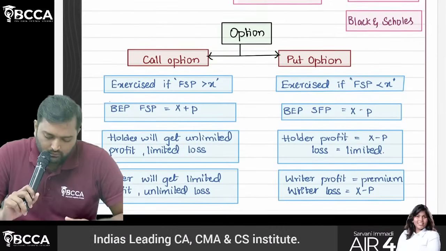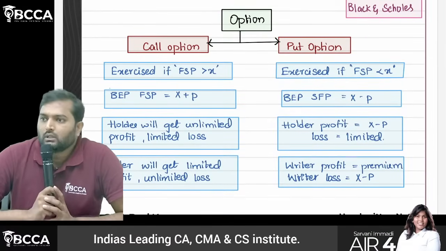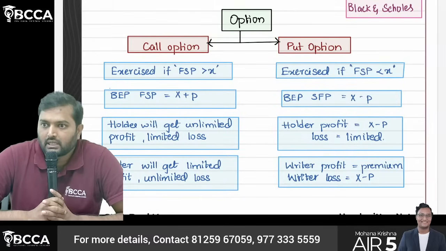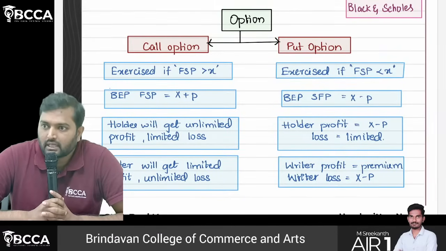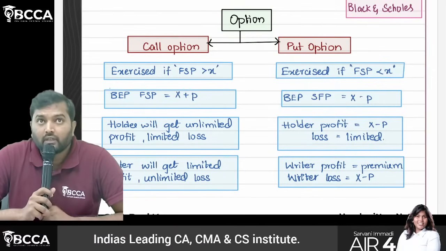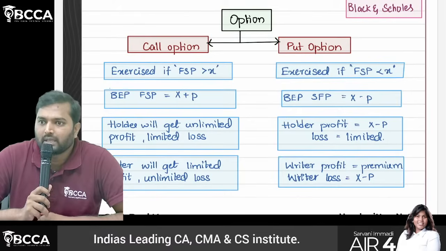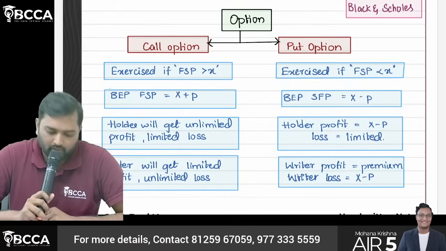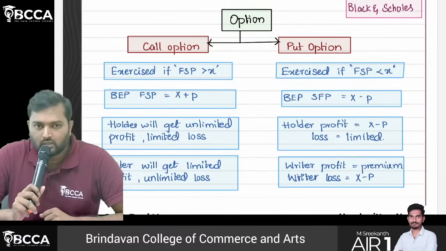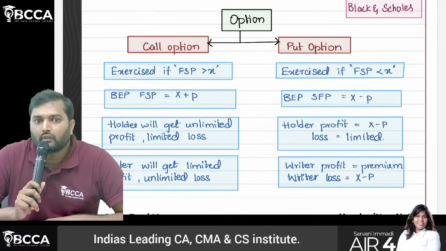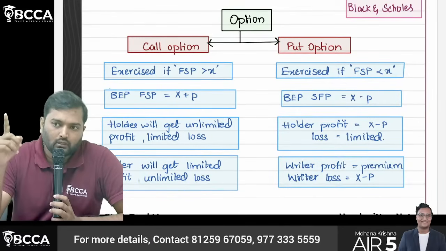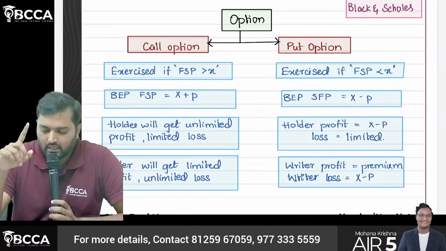So, call option and put option. A call option we exercise if FSP, the future spot price on maturity, is greater than X. X means the strike price or exercise price. Break even FSP is equal to X plus premium, that is, exercise price plus premium. The holder will get unlimited profit and limited loss, but the writer will get limited profit and unlimited loss. So a call option is exercised if FSP is greater than X.